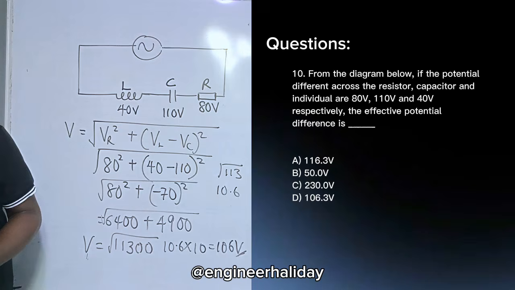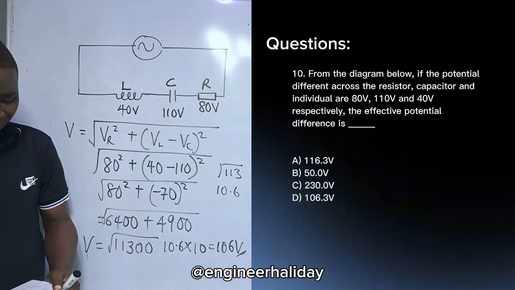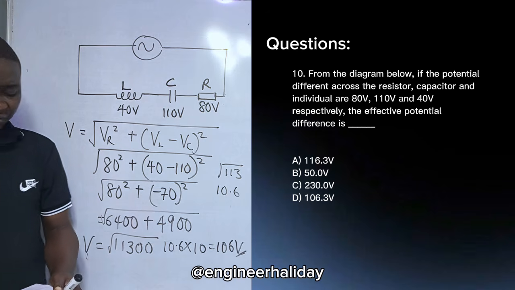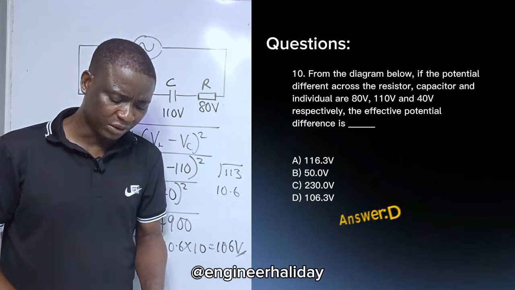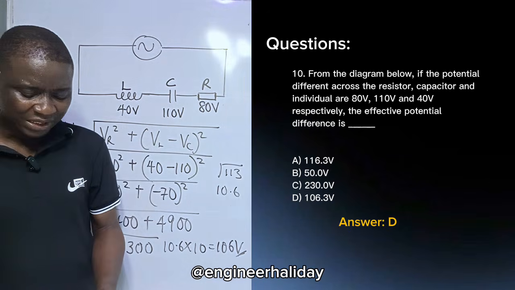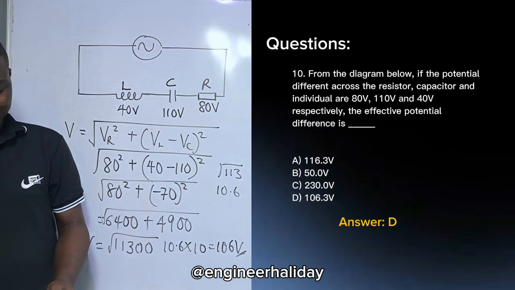That is 106 volts. Now let's look at the options. Option A says 116.3 volts. B says 50.0 volts. C says 230 volts. And D says 106.3 volts. Yes, that is the answer. D is the answer.